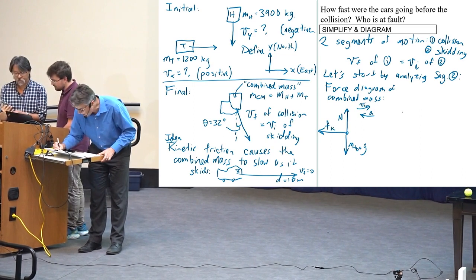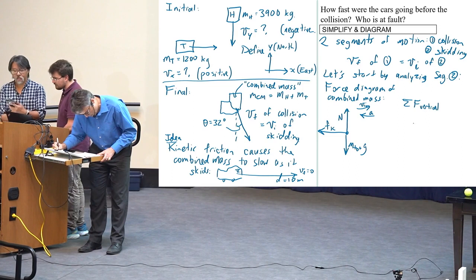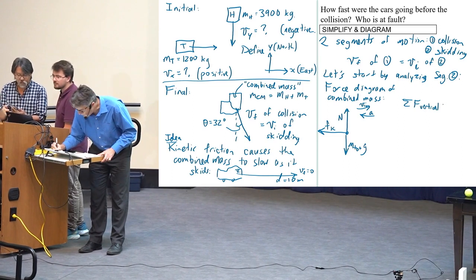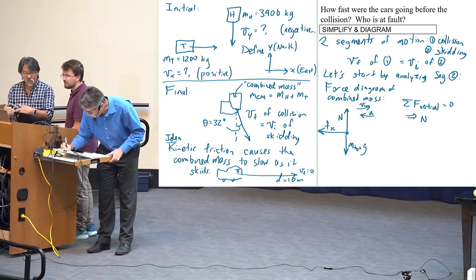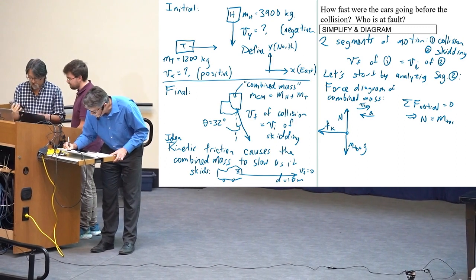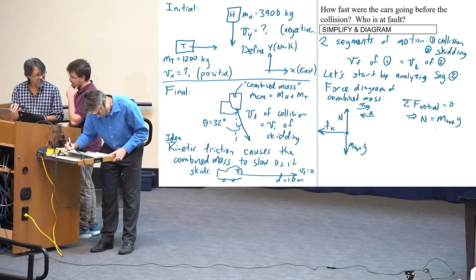So what we say is the sum of all the forces vertical is 0, and that means that the normal force is equal to m total g. I'm sort of drawing this from the left here, it's a bit weird.